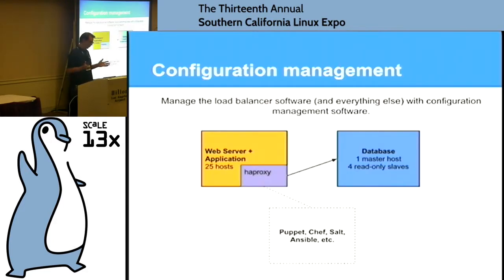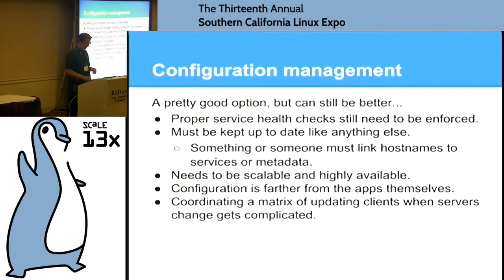Okay, so we're going to keep the configuration of everything in sync. We already manage the web server and the application server and the database with configuration management, so we'll just manage the node membership list in HAProxy with configuration management. Puppet, Chef, Ansible, Salt, what have you. Popular way to do it. All right, great. That's pretty good.